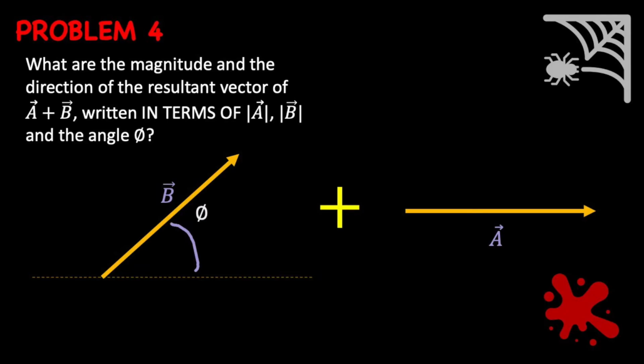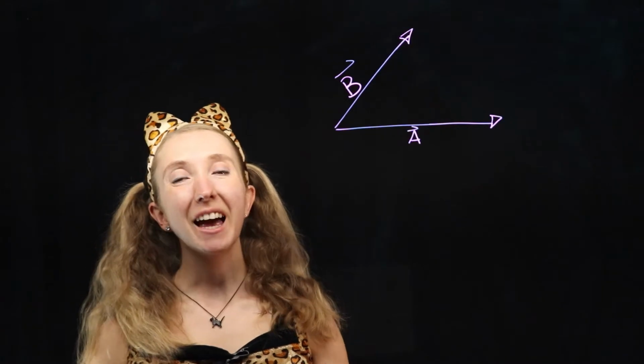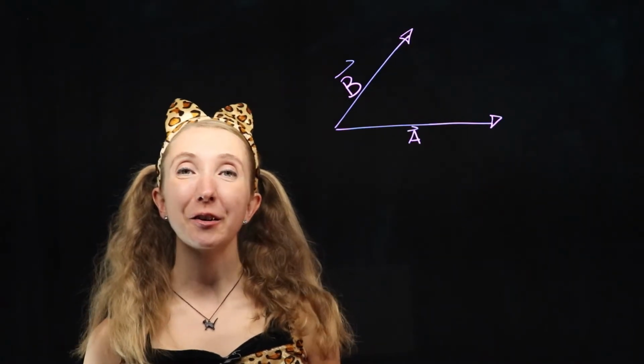You're getting too close to the end, so to make your journey more difficult, this problem has no numbers. What are the magnitude and direction of the resultant to A plus B? We aren't given any numbers, so we have to get our answer in terms of the magnitudes of A, B, and the angle phi. This time to add our vectors, we'll use the parallelogram law.